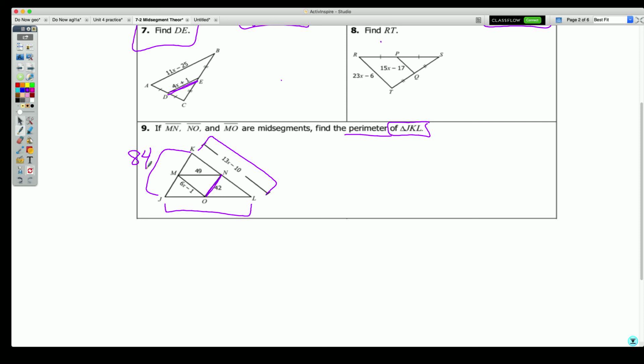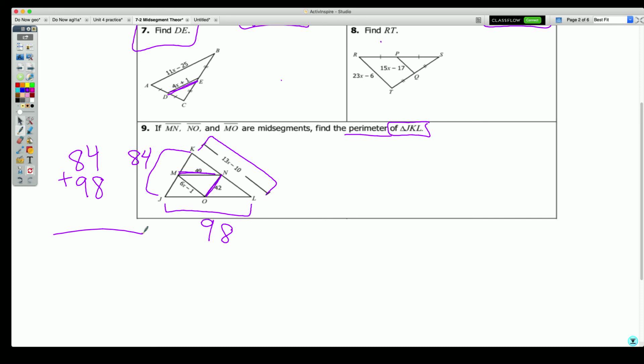I'll give you a second to find JL. How would we find JL? Add 49. Good. We see that the mid-segment is 49, so we're going to double that and get 98. So we are adding 84 plus 98, but we're missing our third side, right? We have an equation there, so we are going to have to solve for x first.